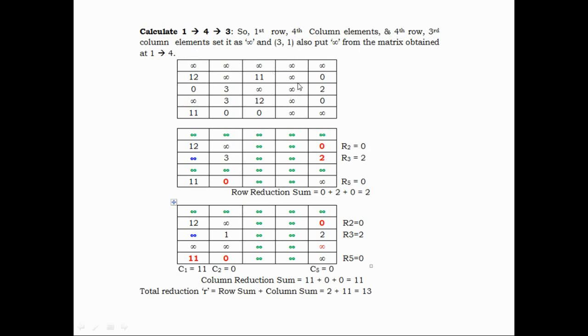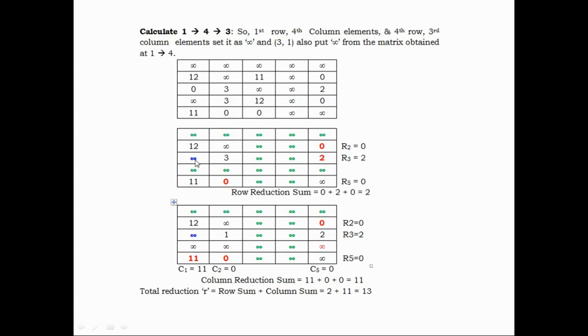On the matrix that is obtained at 1 to 4, that is first row and fourth column elements and fourth row and third column elements, and 3 1. Previously it is 0, now it is infinity.